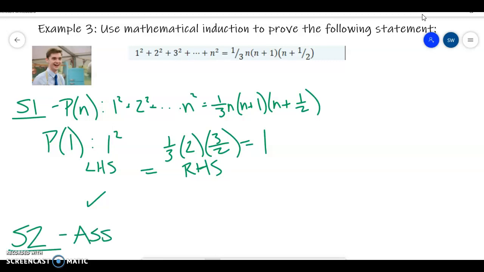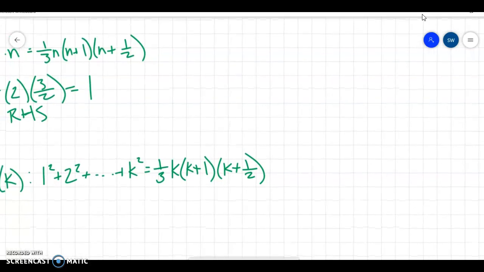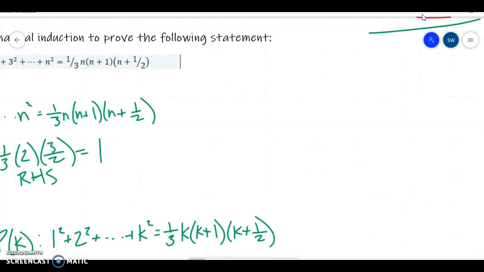All right, step 2. Assume. Just always write that word, assume, that for some k, 1 squared plus 2 squared plus ... k squared is equal to the same statement, just with k's. Okay, that's our assume statement. So now we're up to step 3.